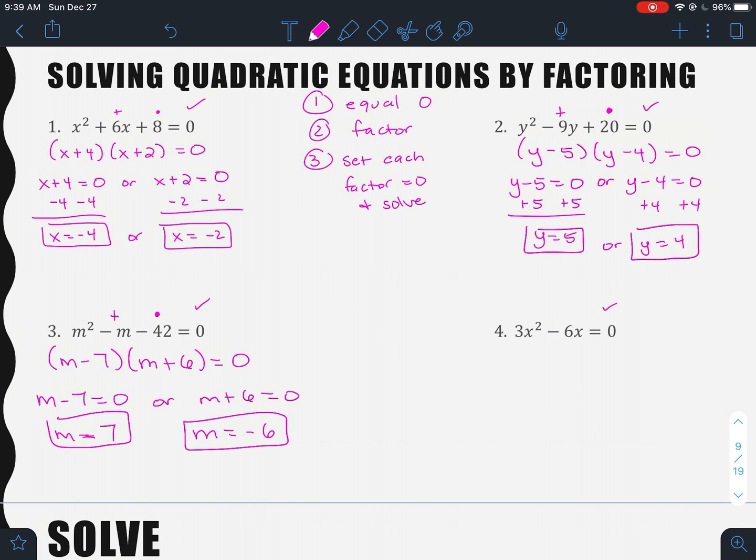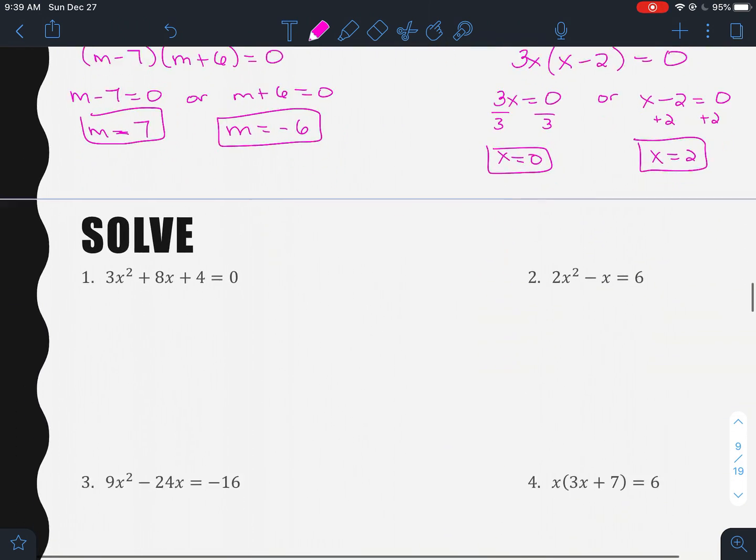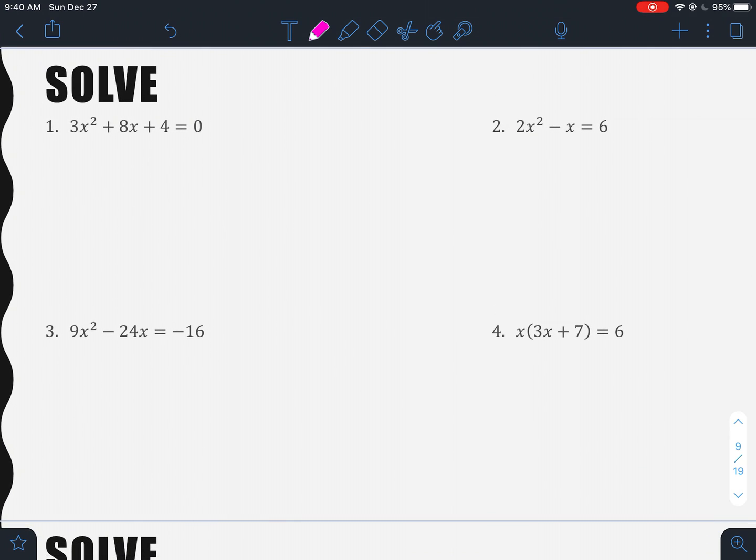Number 4, 3x squared minus 6x is equal to 0. Step 1 is okay because it's equal to 0. Now we look for the common factor in 3x squared minus 6x. Their common factor is 3x, so I'm going to undistribute or factor out the 3x, and you're left with x minus 2. So now I have 3x times x minus 2 is equal to 0. Step 3 says to set each of those equal to 0. So either 3x is equal to 0 or x minus 2 is equal to 0. Divide both sides by 3, and either x is equal to 0 or add the 2, x is equal to positive 2. So those are your two possible solutions for number 4, 0 or positive 2.